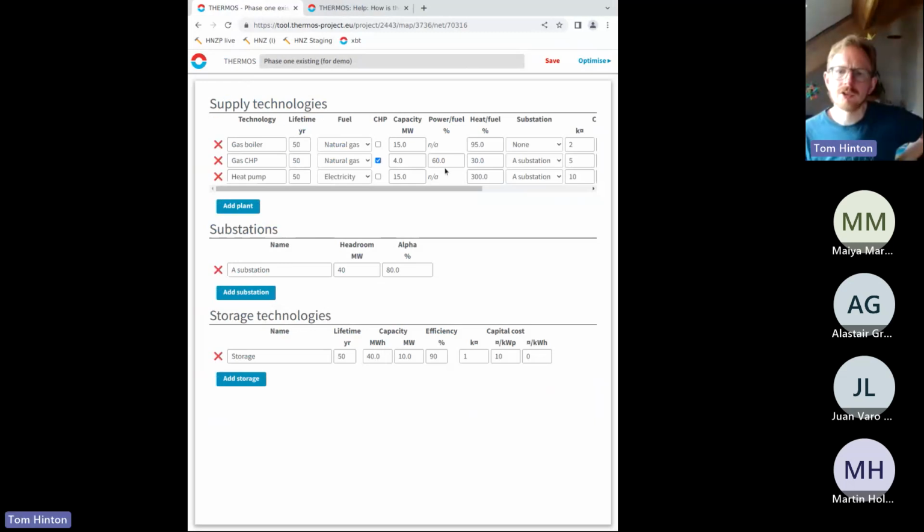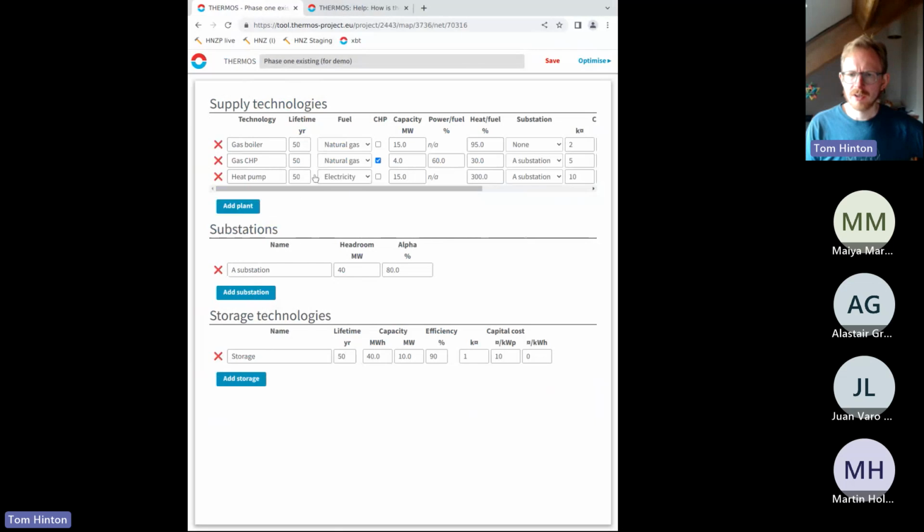So the choices it's making are between units of heat supply and storage. And then there is also this concept of a substation, which is to do with electricity capacity limits. But I won't go into that in too much detail. It's not all that interesting.